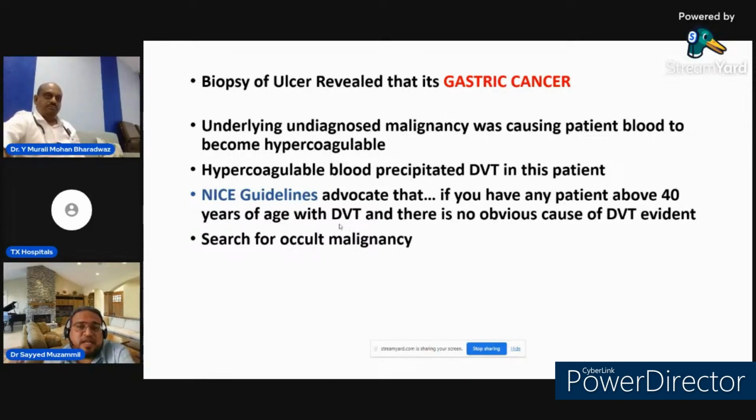The underlying malignancy was causing his blood to become hypercoagulable, and this hypercoagulable blood led to the development of DVT in this patient. The UK NICE guideline advocates that if you have any patient who is above 40 years of age and he's having DVT, and there is no obvious precipitating cause of DVT like bedridden status or any fracture or any injury or any critical illness, then you should search for occult malignancy in those patients who are above 40 years of age.